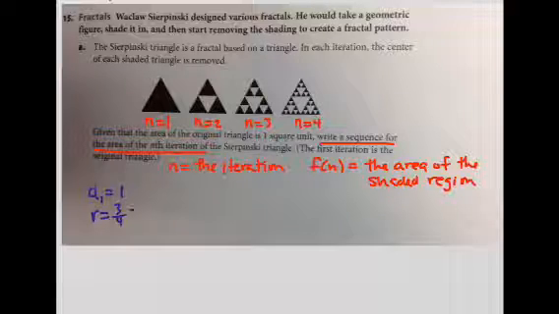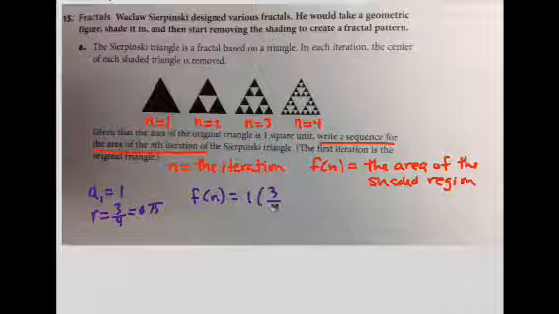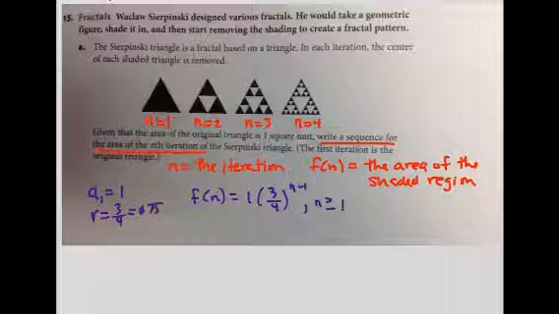You could keep it as a fraction or write it as a decimal. Okay? So f of n is the first number times the ratio to the n minus 1 for all n greater than or equal to 1. Now it says write the sequence, not the rule. So, okay, sorry, this would be the rule.